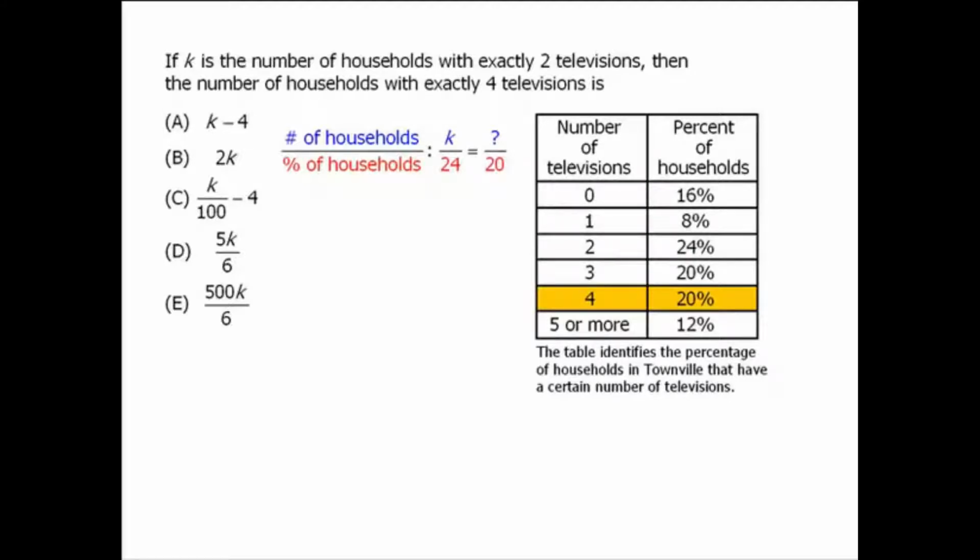We can now solve this question for our question mark. First, we'll cross multiply, and now we'll divide both sides by 24. Finally, we can simplify the fraction on the right-hand side to give us 5k over 6. So our answer must be D.